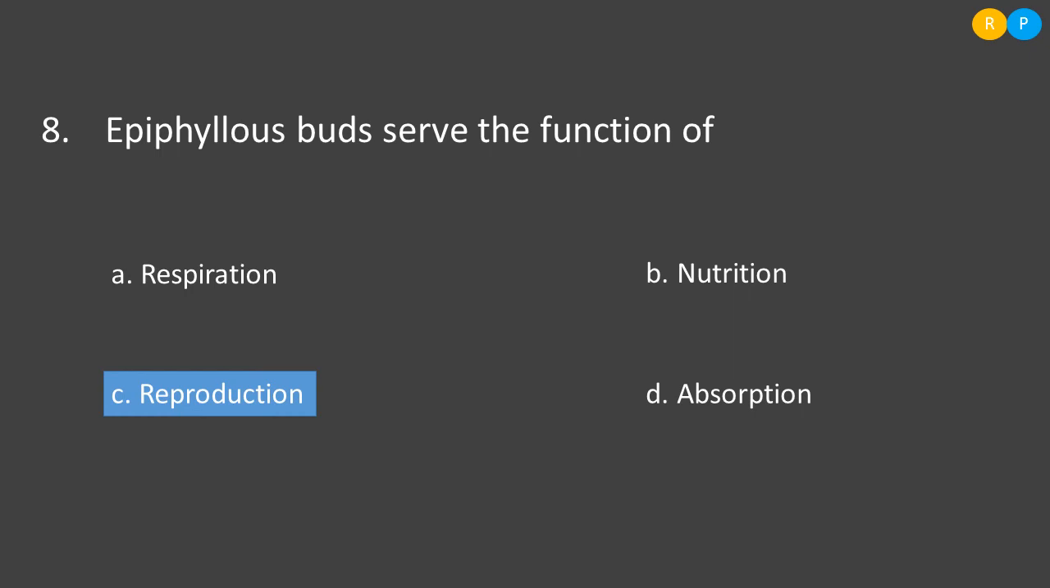So you can take the best example of bryophyllum. In bryophyllum we can notice the presence of small buds. They arise from the margin of the leaves. Clear? So these buds are nothing but epiphyllous buds. Clear, right? So epiphyllous buds are actually formed for reproduction, for continuing their generation. These kinds of buds will form. So this is a kind of vegetative propagation.